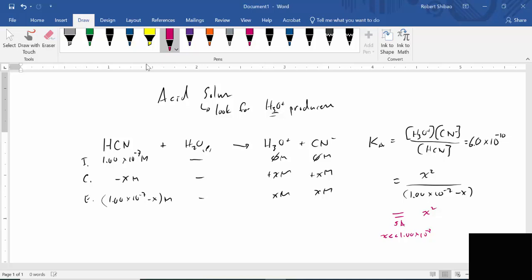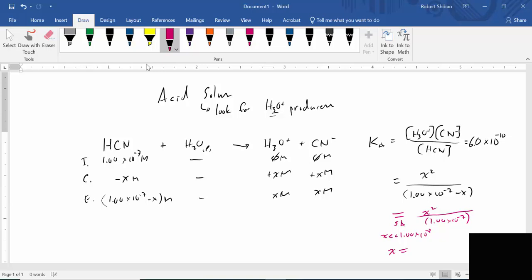And therefore, x squared divided by 1.00 times 10 to the minus 7 minus x is just going to be x squared divided by 1.00 times 10 to the minus 7, because the x we're assuming is negligible compared to the initial. That may or may not be the case. And so this is going to be x.